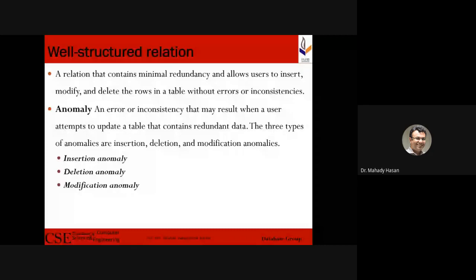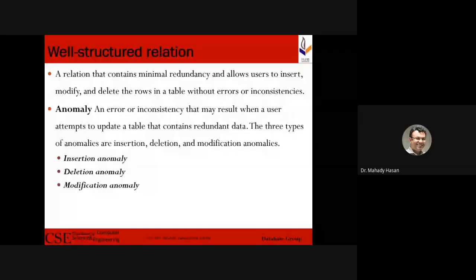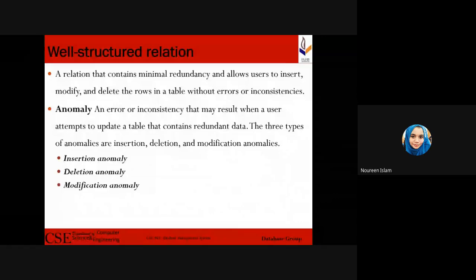So anomalies are of different types. Anomalies can occur during insertion, during update, during removal of data. So there could be different types of anomalies. Whenever we are facing any problem, we need to be aware of the anomalies so that we can get rid of them whenever they occur. Okay. Okay, sir. Yes, sir.